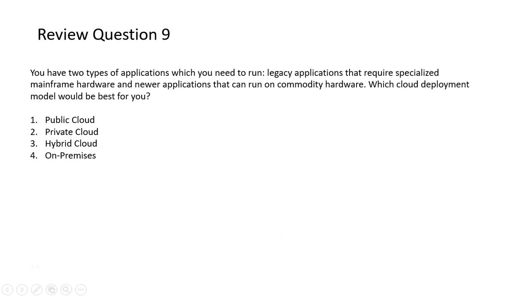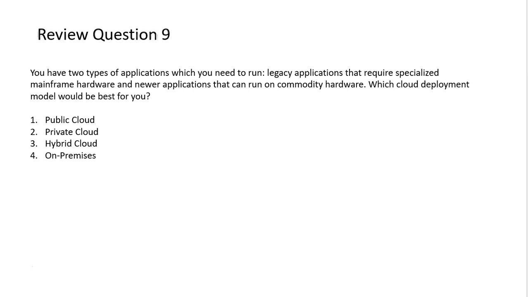The question says you have two types of application which you need to run. One is your legacy application that requires specialized mainframe hardware, and newer applications that can run on commodity hardware. Which cloud deployment model would be best for you? Your options are public cloud, private cloud, hybrid cloud, and on-premises. Hybrid cloud is the correct answer to the question.